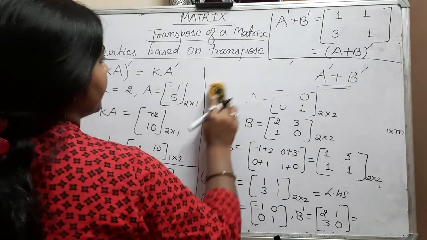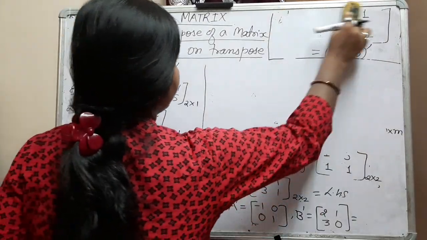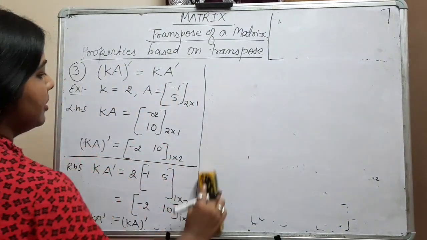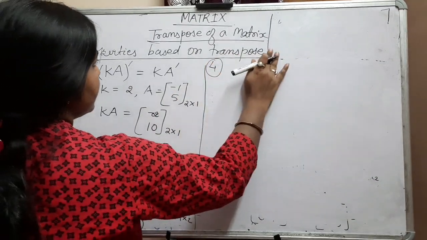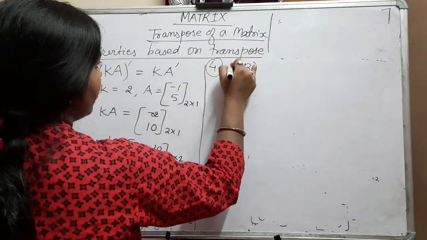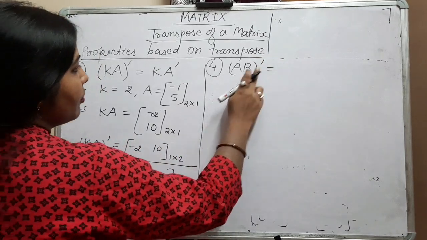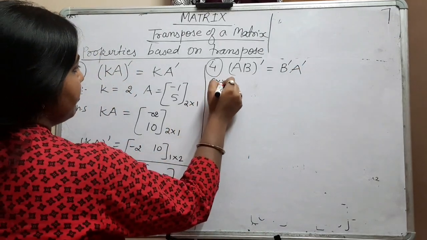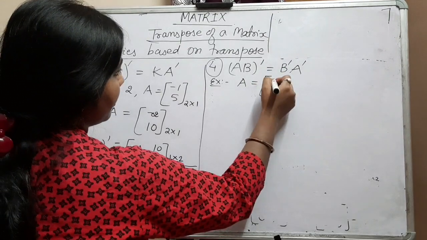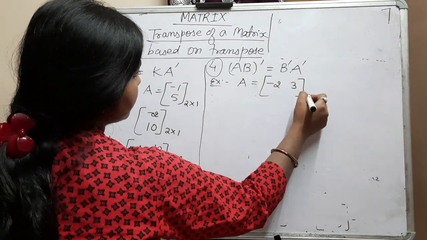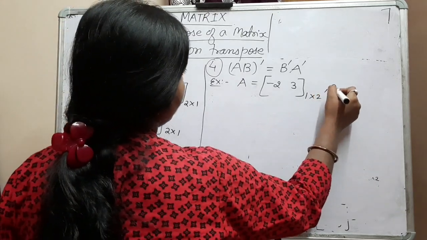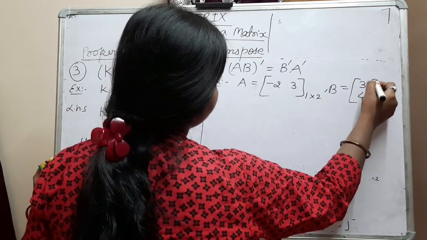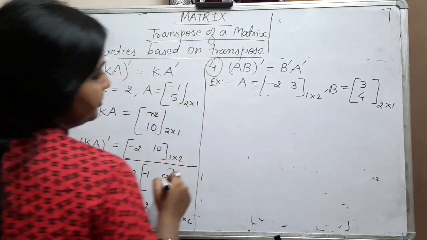Now the fourth property based on transpose: (A into B) whole dash, the product of two matrices with dash, equals B dash A dash. We will take an example for this. A is minus 2, 3, which means 1 row, 2 columns. B I am taking as 3, 4, 2 rows, 1 column.